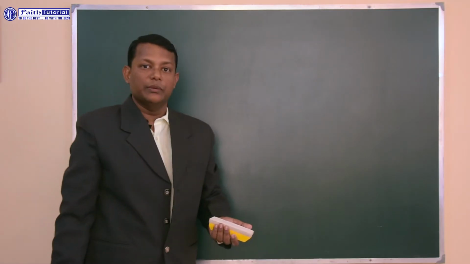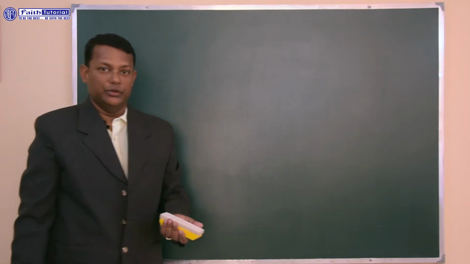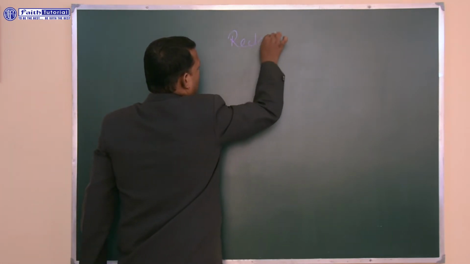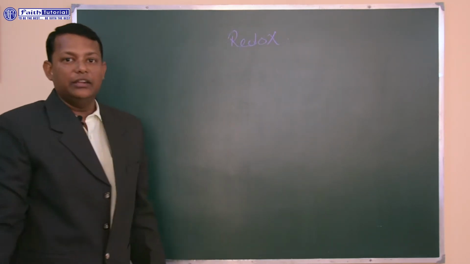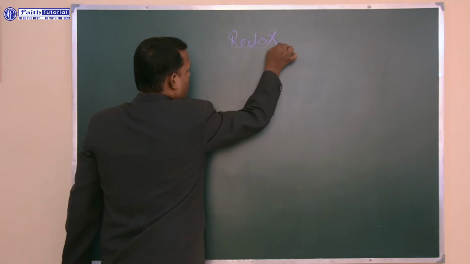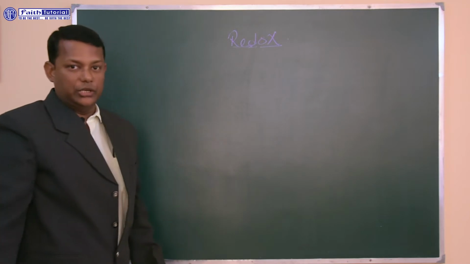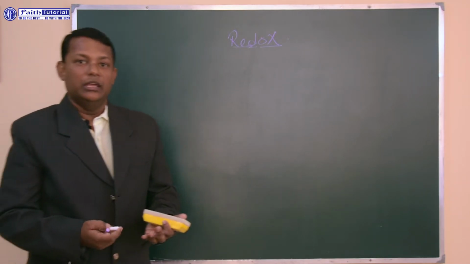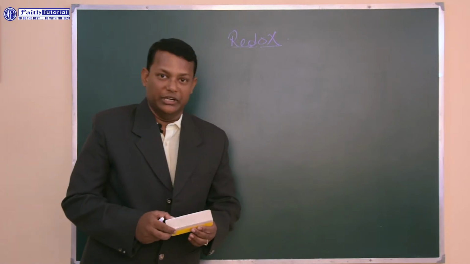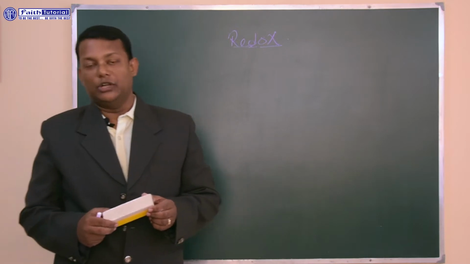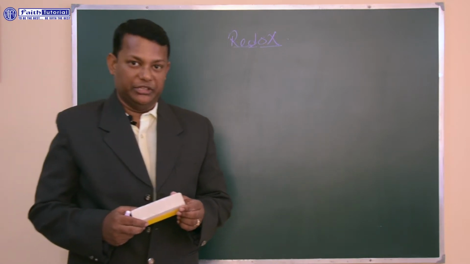Today we will discuss redox reactions. Redox means the summation of oxidation and reduction. Red is for reduction, OX is for oxidation. In this part we have to balance chemical equations by two methods. Number one, ion electron method. Number two, oxidation number method.